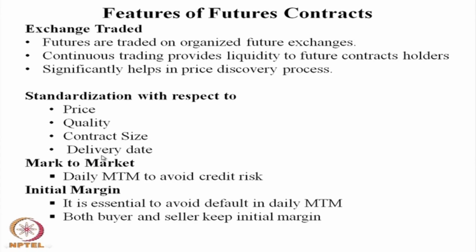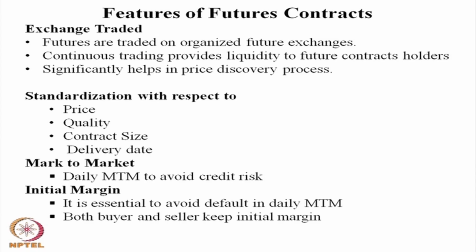Futures contracts are marked to market, that is daily MTM, to avoid credit risks. The MTM works through what is called margin money. The buyers and sellers generally have a margin account with the exchange. They provide the margin money when they purchase or sell a futures contract. The margin money acts as the MTM side.